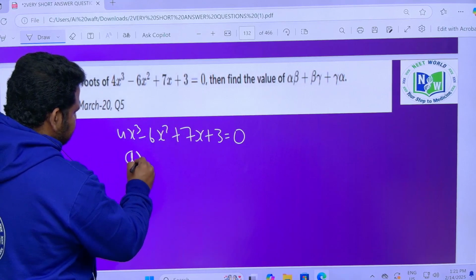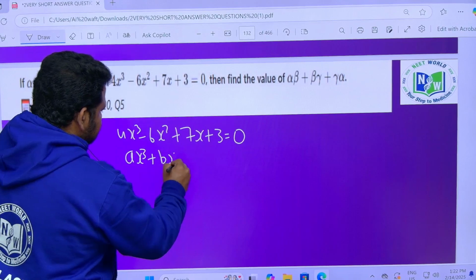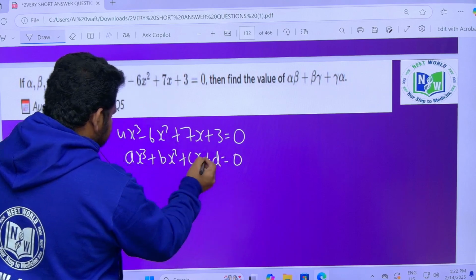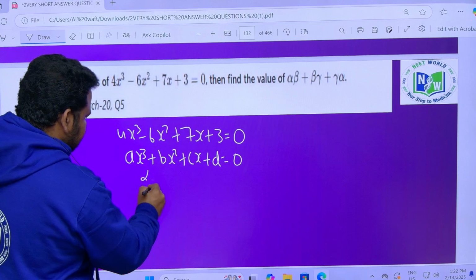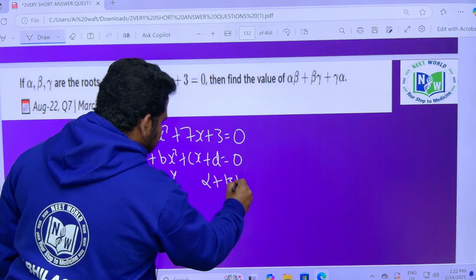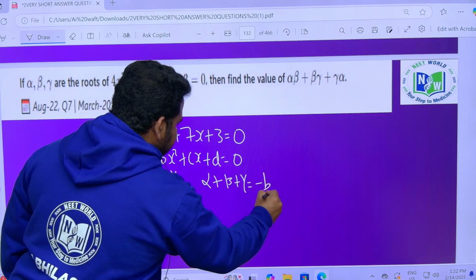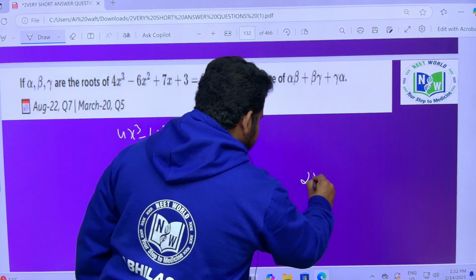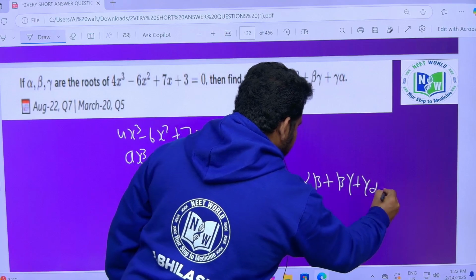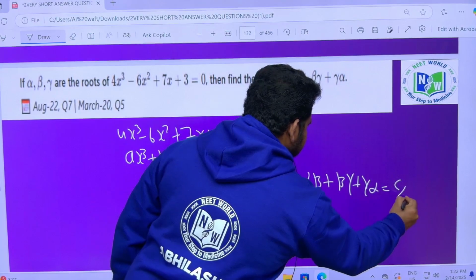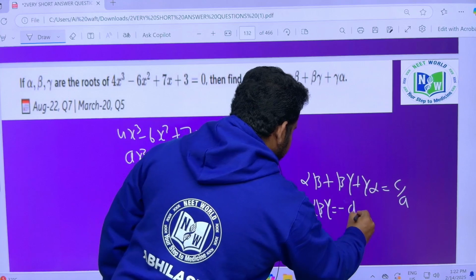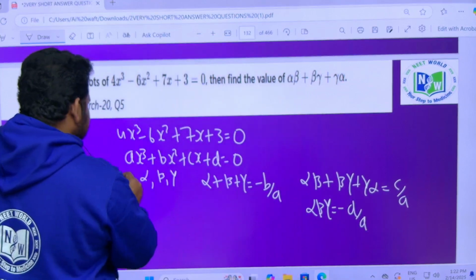We have the standard equation form, that is ax cube plus bx square plus cx plus d is equal to 0. When we have three roots, alpha, beta, gamma are the roots, we know that alpha plus beta plus gamma is equal to minus b by a, and alpha beta plus beta gamma plus gamma alpha, which is required in this question, is equal to c by a, and alpha beta gamma, product of the roots, is equal to minus d by a.